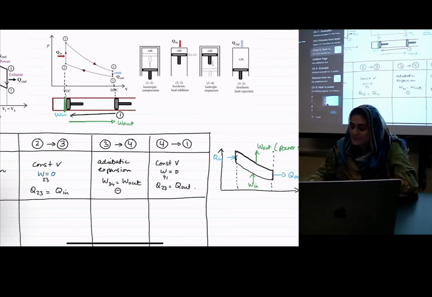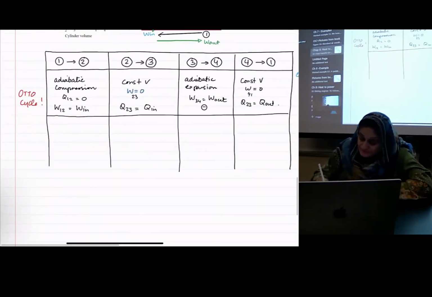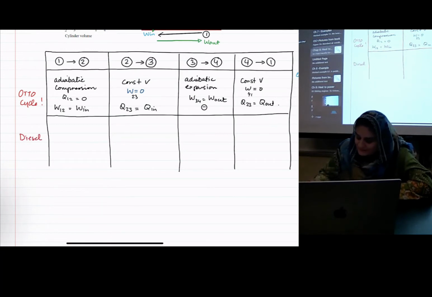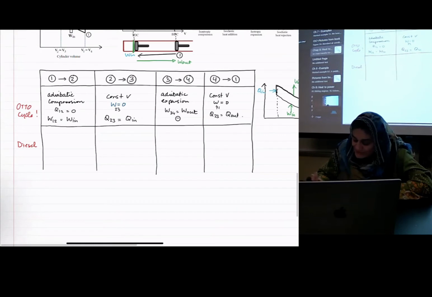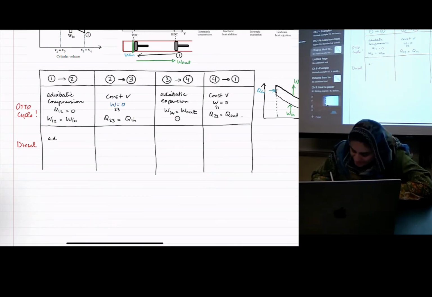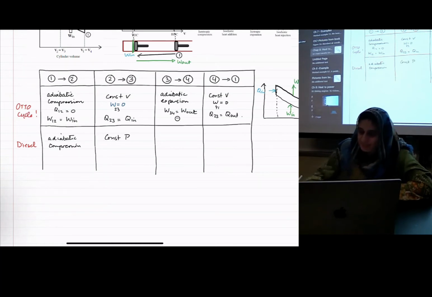Okay, now I want you to compare that cycle very quickly to the diesel cycle. You guys are responsible for diesel, right? But I want to show you what it would look like. So for a diesel cycle, it actually also has four different steps, but they are slightly different. So the first step is the same, adiabatic compression. Step 2 to 3 is actually a constant pressure step.